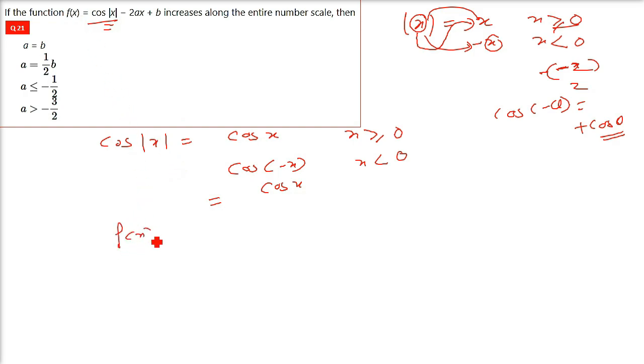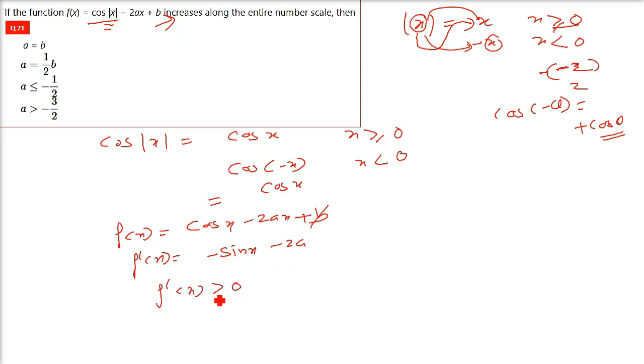You can just replace modulus x with x. So we have cos x minus 2ax plus b. And now we'll differentiate it. F dash x is going to be minus sin x for cos x. This minus 2ax will give you minus 2a. This b is going to be 0. So f dash x is minus sin x minus 2a. Now this is increasing. That means f dash x is greater than or equal to 0. We have minus sin x minus 2a is greater than or equal to 0. Minus, I'm taking minus outside.